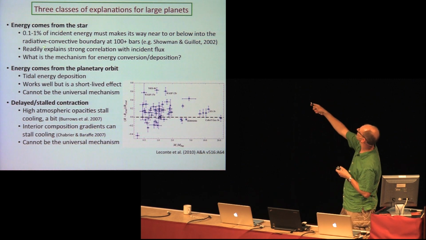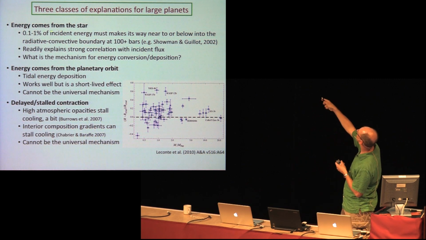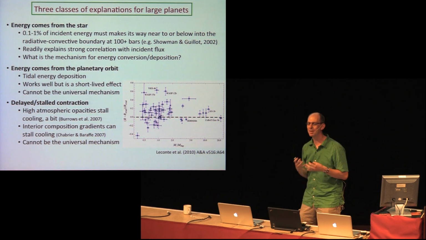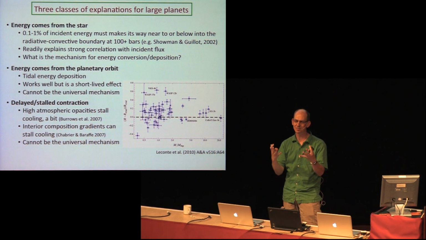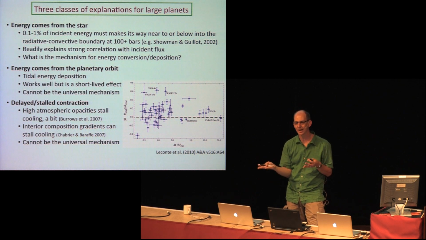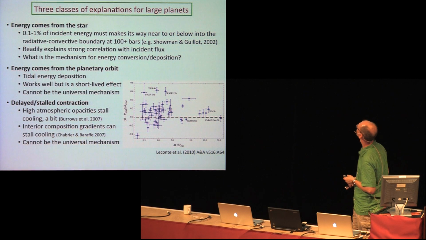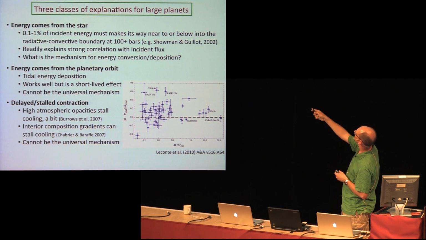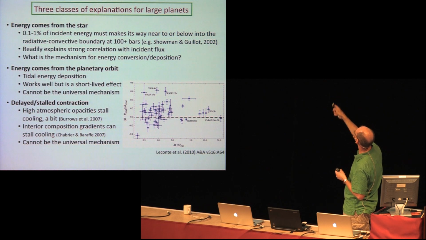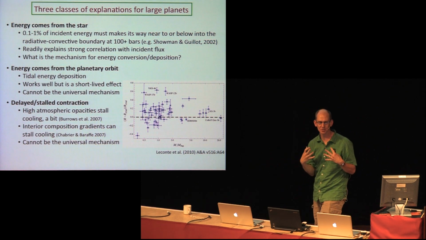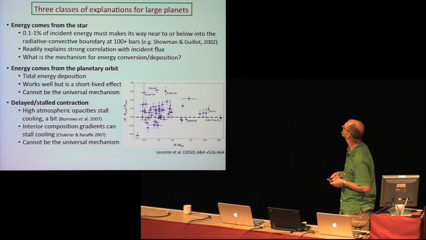But if you can get on the order of this amount down deeper towards the radiative convective boundary at around 100 bars, that amount of energy is enough to inflate the radius of a planet from about 1.2 Jupiter radii to perhaps 1.7. You need to get the energy deep down. So a mechanism like this that uses energy from the parent star readily explains the strong correlation with incident flux. The hotter planets have a larger incident energy source upon them, so perhaps that's why they're more inflated.